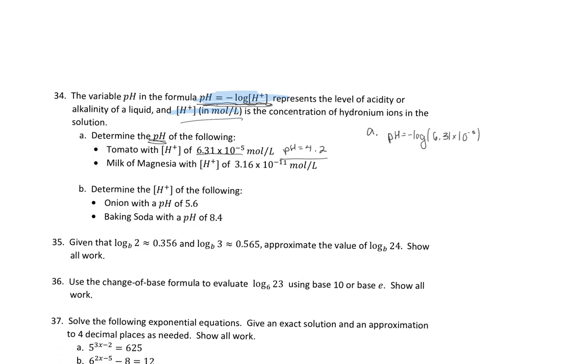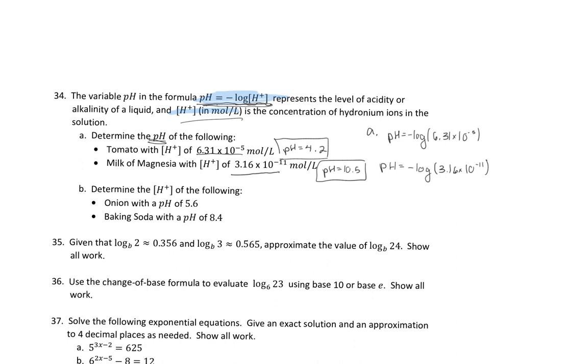Moving on, we're going to find milk of magnesia. We're given that this is the H plus value, 3.16 times 10 to the negative 11. So again, just using the formula that we were given, we have pH is equal to the negative log of 3.16 times 10 to the negative 11. Now plugging that into our calculator gives us a pH of 10.5. So those are our two answers for part A.